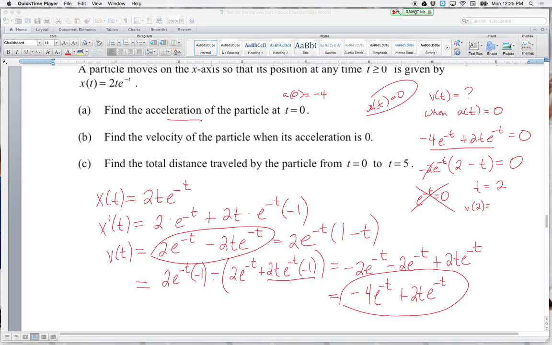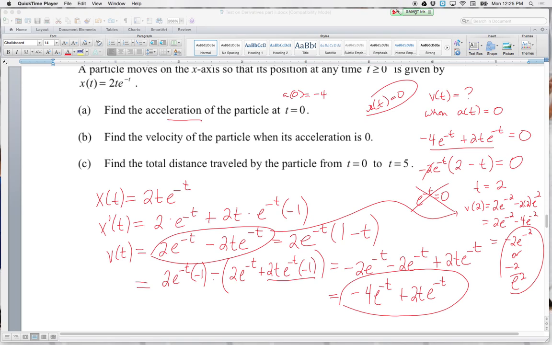And I'm sure you might have put a decimal answer, but here's what the actual answer is. The velocity is over here. So it'd be 2e to the negative 2 minus 2 times 2e to the negative 2, which is going to be 2e to the negative 2 minus 4e to the negative 2, which will be negative 2e to the negative 2, or negative 2 over e squared. That's the exact answer right there.